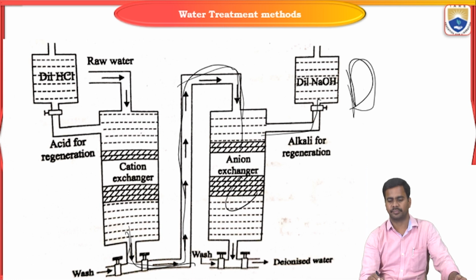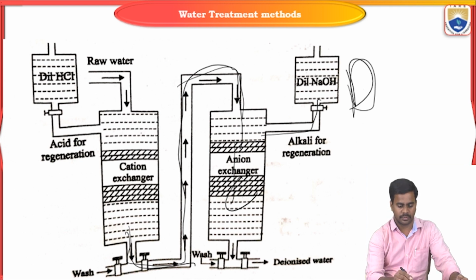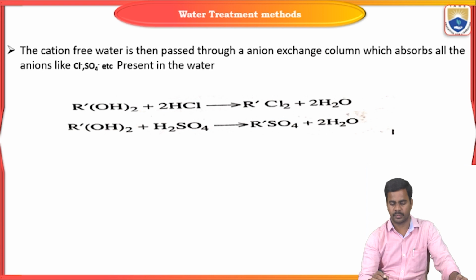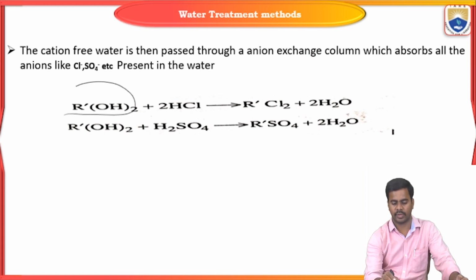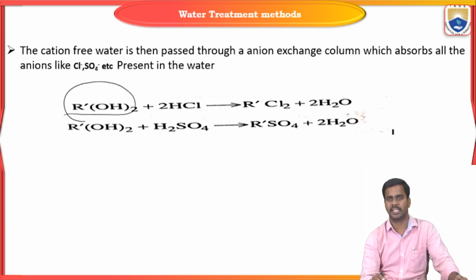So here, when water percolates through the anionic exchanger, whatever anions are present in the hot water will be removed by the anionic exchange reagents. Look and see how it will be exchanged. Look here. ROH is the anionic exchange reagent.